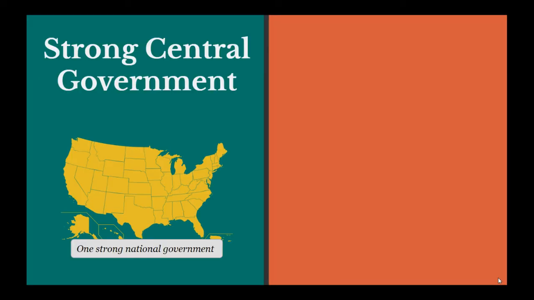In a strong central or a strong national government, the national government is going to make laws that apply to all of the states and all of the people in those states. So on this map, you can see all of the states are yellow to kind of show that they're all doing the same thing. They're all using one national government to make rules and laws.